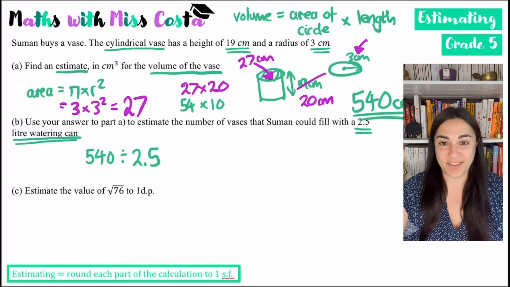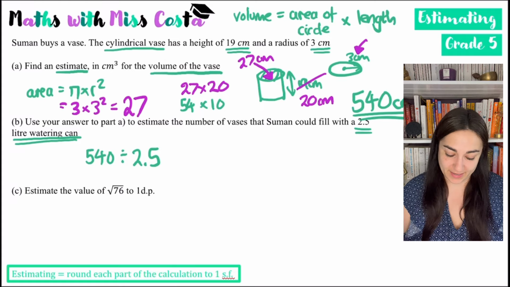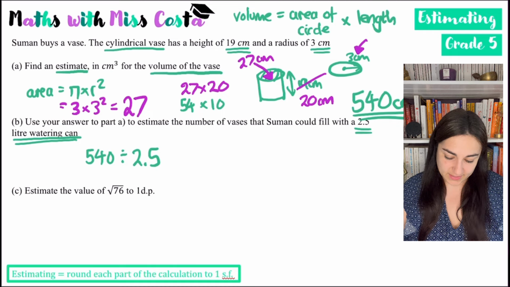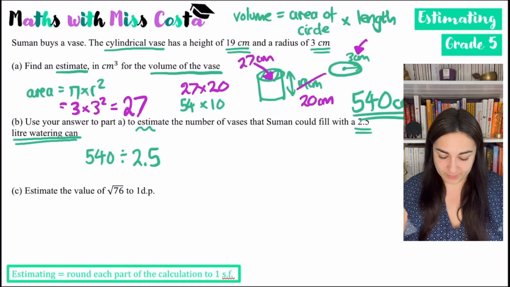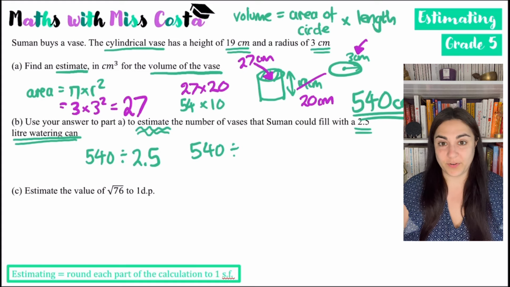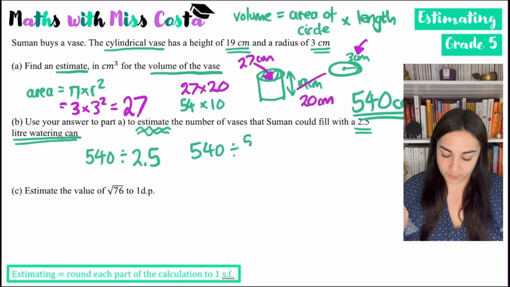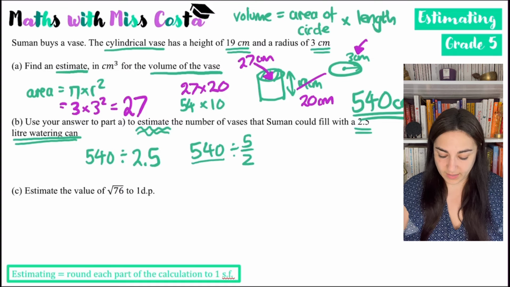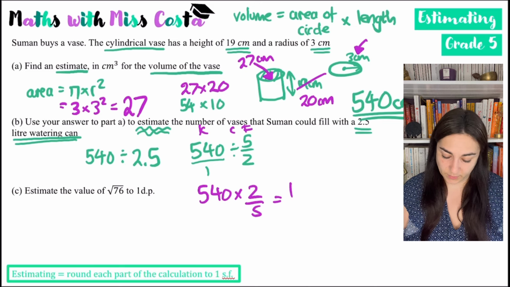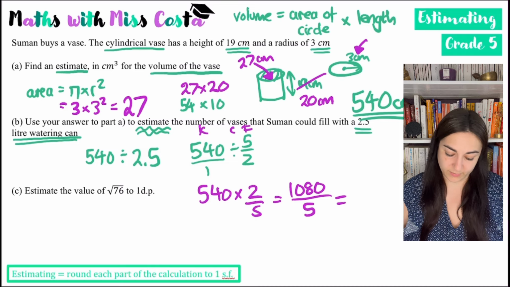So I think there'd be quite a wide range of answers available to you, but I think it's because we've estimated in the top question. So if we do 540 divided by 2.5, you know that 2.5 you can turn into a fraction, which would be 5 divided by 2. And when you divide fractions, you keep, change, flip. So that would be 540 times 2/5. 540 times 2 is 1080. 1080 divided by 5. So maybe they did want us to round it down.